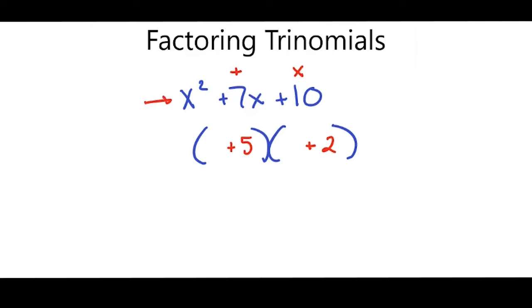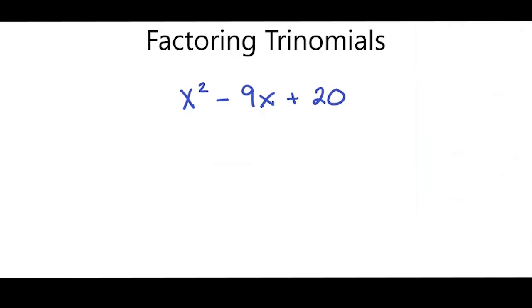You'll also notice that there's an x squared here. So I want to put an x in each parenthesis. So the way you factor this trinomial is to break it into two parentheses. And those two parentheses, you factor it into two binomials. And those two binomials are x plus 5 and x plus 2.